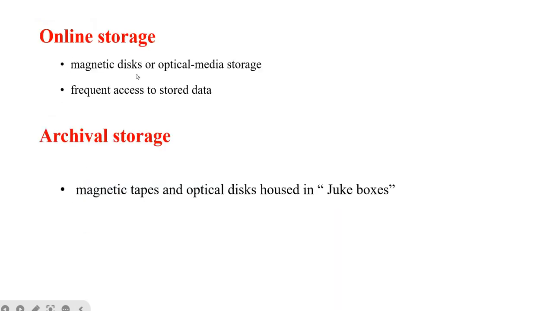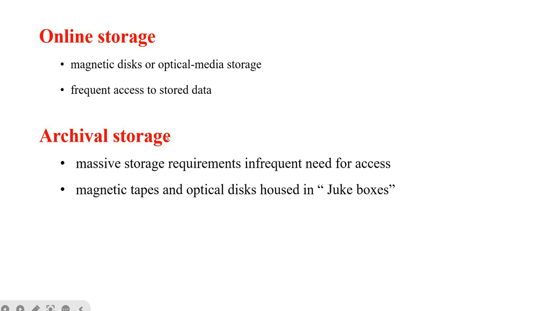Then you have online storage. The online storage generally takes the form of magnetic disk or optical media storage. And the key factor which characterizes the online storage is frequent access to stored data. Then comes the archival storage, which is characterized by massive storage requirements, but infrequent need for access. And here the magnetic tapes and the optical discs, housed in jukeboxes, are the usual media for archival applications.